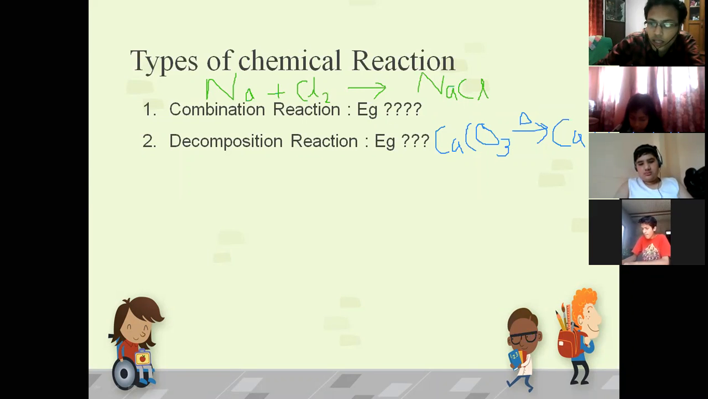Now look at this reaction. So you can clearly see this reaction looks very opposite of the combination reaction. Here, what's going on? Calcium carbonate is being broken down into calcium oxide and carbon dioxide. So the reactant here is breaking down to form two products. This type of reaction we call a decomposition reaction. Okay, this is exactly the opposite of combination reaction.